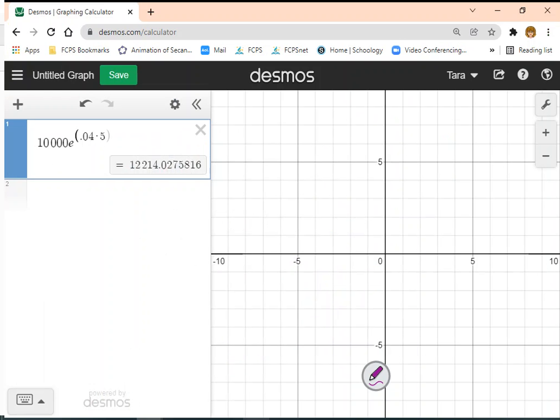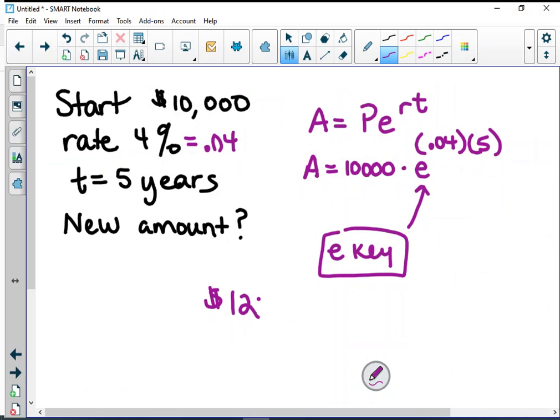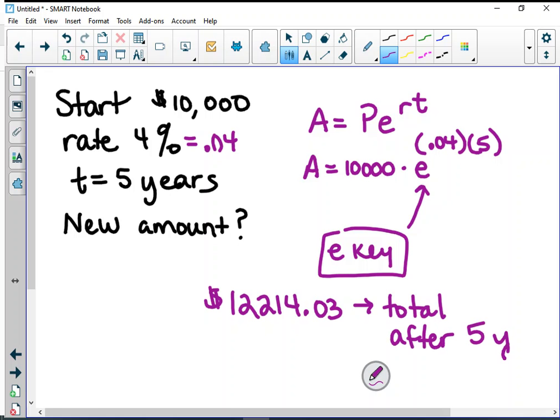Yes, 12,214. So that's my new total after 5 years.